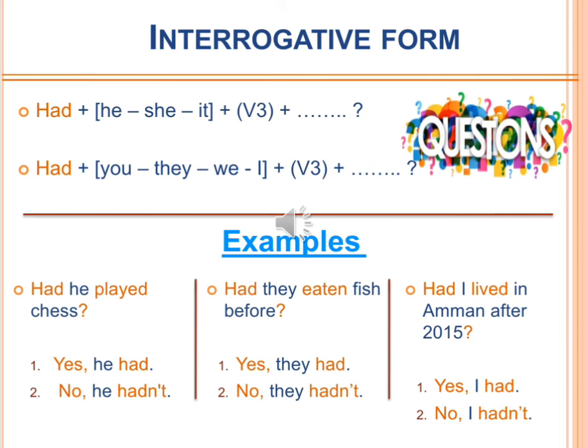Interrogative form: had plus he, she, or it plus verb 3 plus question mark. Had plus you, they, we, and I plus verb 3 plus question mark. Examples: had he played chess? Yes, he had. No, he hadn't. Had they eaten fish before? Yes, they had. No, they hadn't. Had I lived in Amman after 2015? Yes, I had. No, I hadn't.